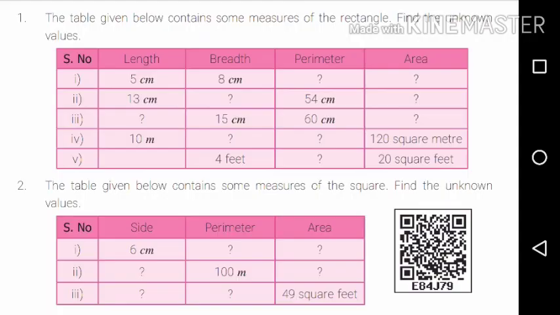First one, the table given below contains some measures of the rectangle. Find the unknown values. And the second question is, the table given below contains some measures of the square. Find the unknown values.